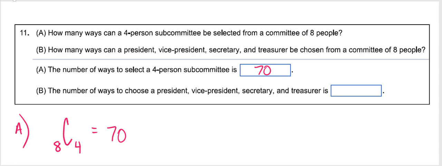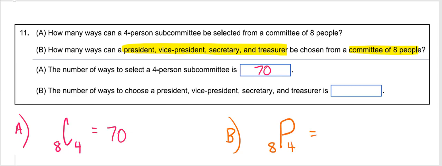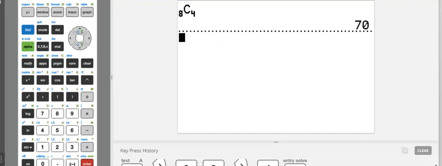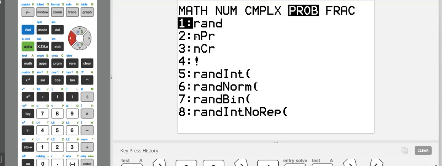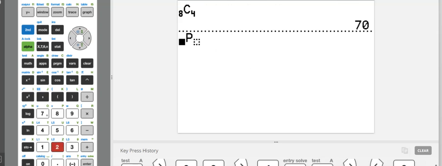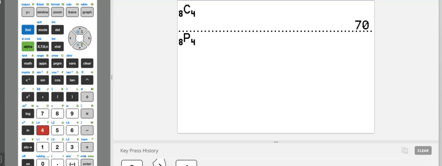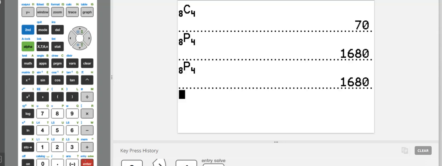Now for part B, the number of ways a president, vice president, secretary, and treasurer, so that's 4 positions chosen from a committee of 8 people. Since there's titles given, that's going to be a permutation of 8 pick 4. So on my calculator, I have math probability number 2 is permutation 8 pick 4. 1,680.